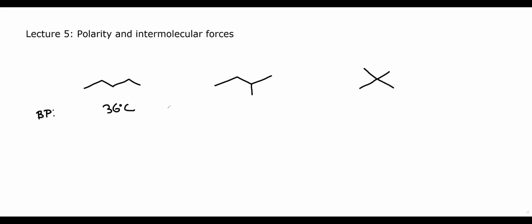36 degrees for the straight chain, 28 degrees for some branching, and down to 10 degrees with a lot of branching. So what's the consideration here? We have to be considerate of the surface area.